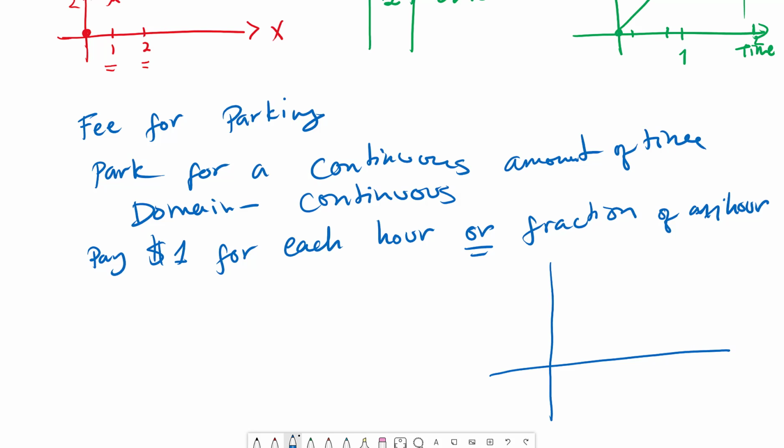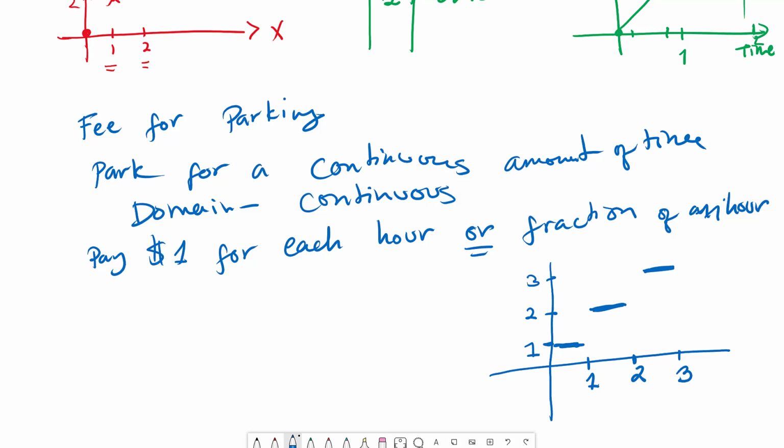So for the first hour or fraction of it, we pay $1. That's here. So our function is like that. For everything above 1 hour, but up to 2 hours, we pay $2. And the same goes for 3. We climb up to the third step. So this is not a linear function, although it can be approximated if we look at a very long time. It's not a linear function, it's just an example.